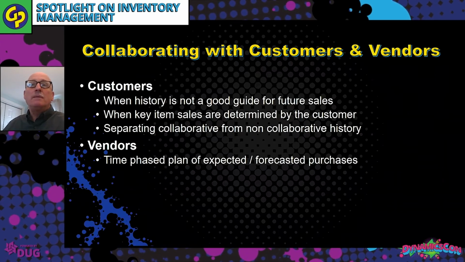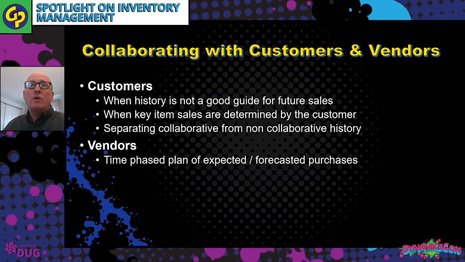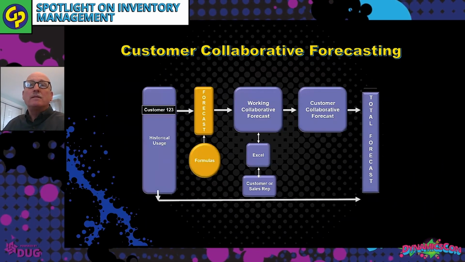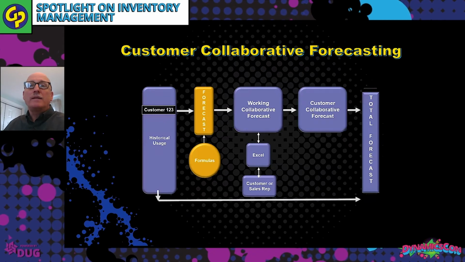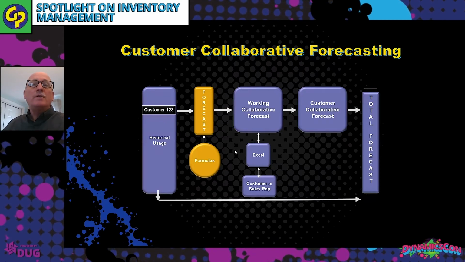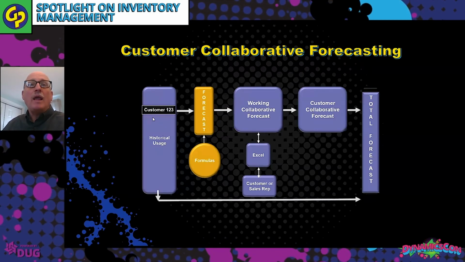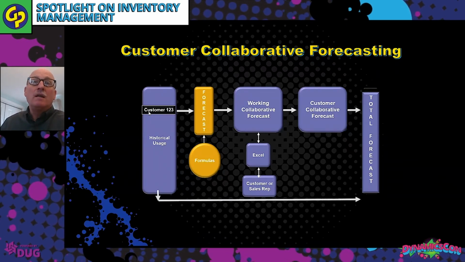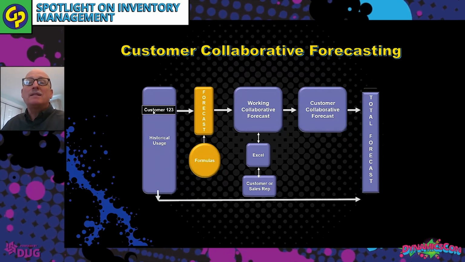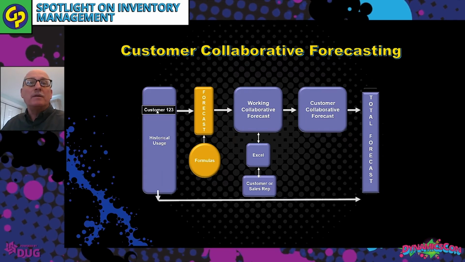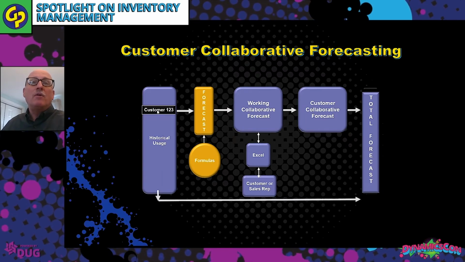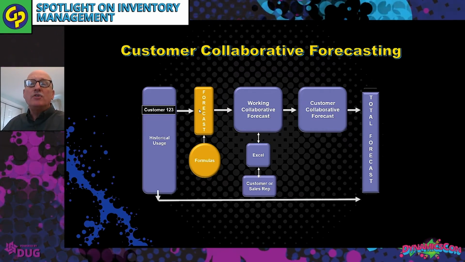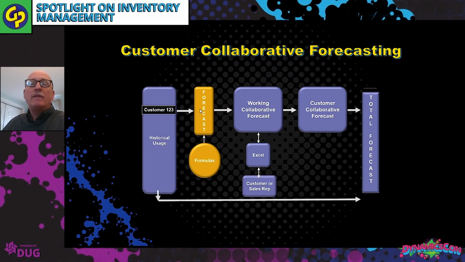Let's look a little deeper at how we do collaborative forecasting. Here's a flow chart that explains collaborative forecasting with a customer. So what we're going to do is take the history for a customer for only those items that we find are the best items to do a collaborative forecast with. We're going to take the history of those items and run it through our forecast engine to come up with a forecast for just those items and that history for that customer.